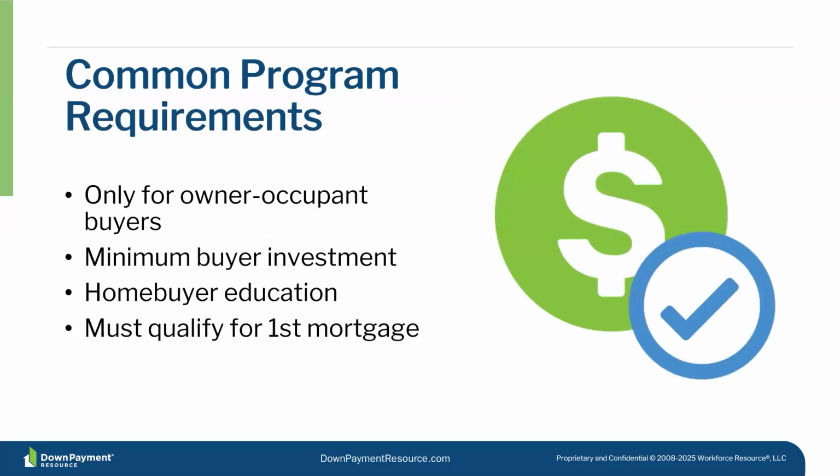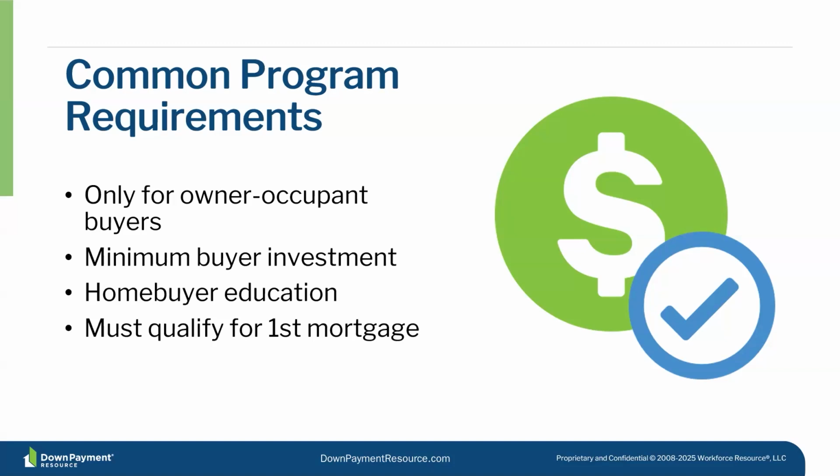Of all of these programs, they share some basic universal requirements. So, for example, they are only for owner occupant buyers. These programs are not for vacation homes or investment properties. Although, like I said just a few minutes ago, in some markets, there are programs that are available to buyers who are wanting to purchase multi-unit properties. It can go up to 4 units, and they do generally require that the buyer occupies at least one of those units. So it has to be their primary residence.